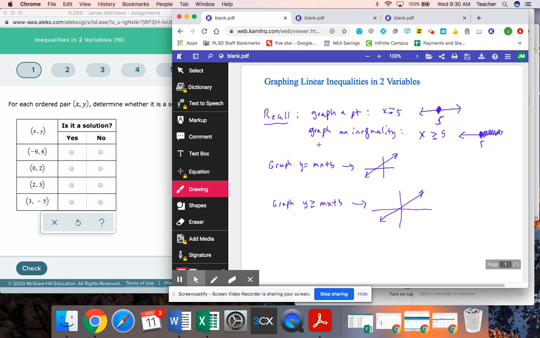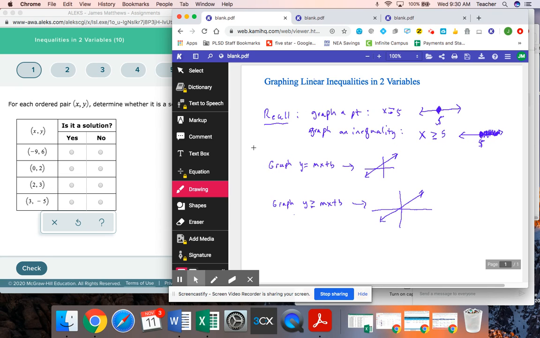We went a little further and we then asked you to graph an inequality. So instead of saying equals 5, something like, for example, x is greater than or equal to 5. So on the number line, we're still concerned about the 5. And since it's equal to, we make a solid dot. But because it's an inequality, we actually shade. So there's a point plus shading.